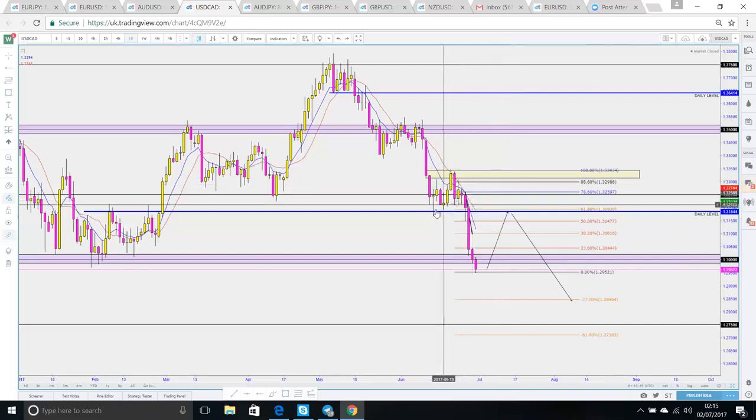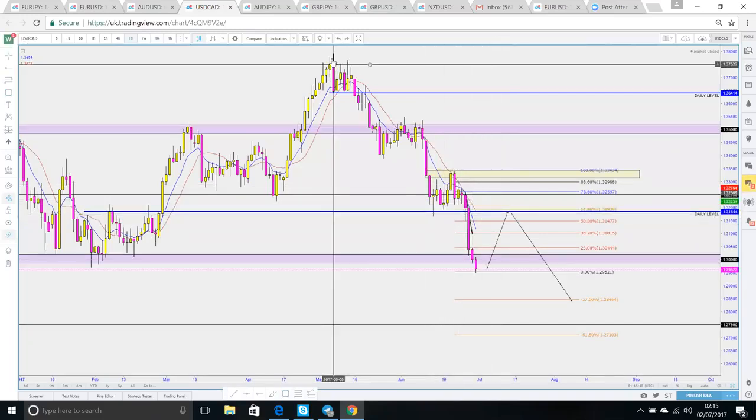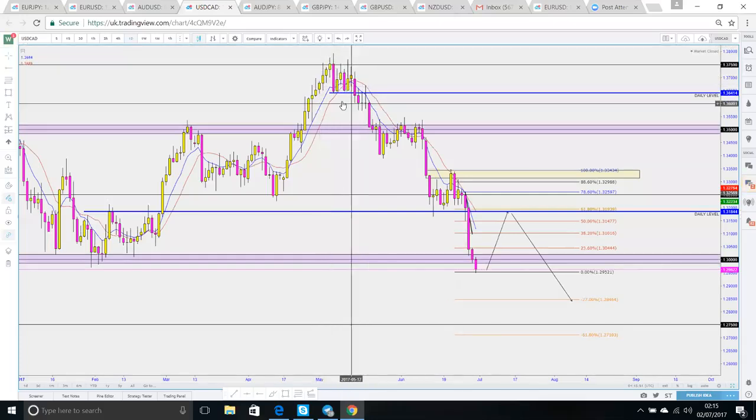That's right, sir. Break of structure will always give you a head and shoulder formation. Can you see this head and shoulder? This is a head and shoulder formation here on an H4.